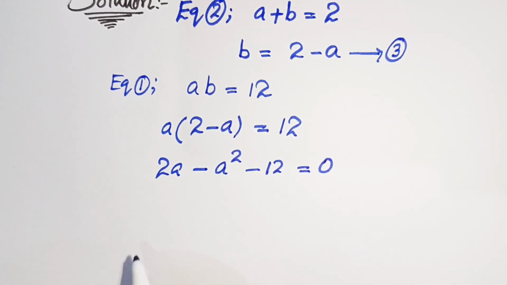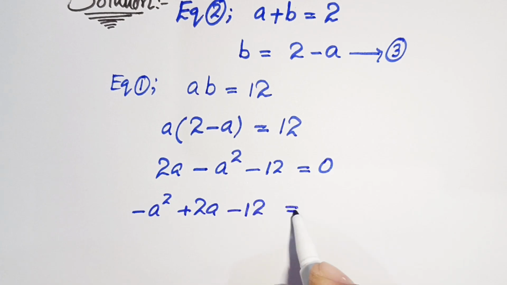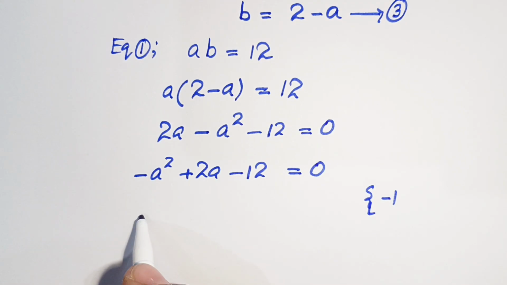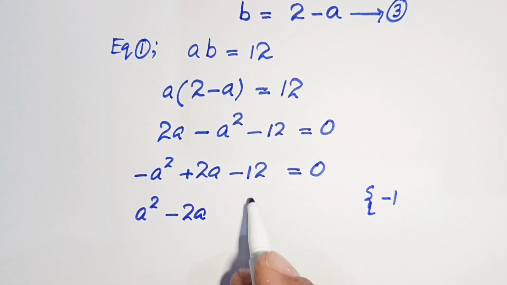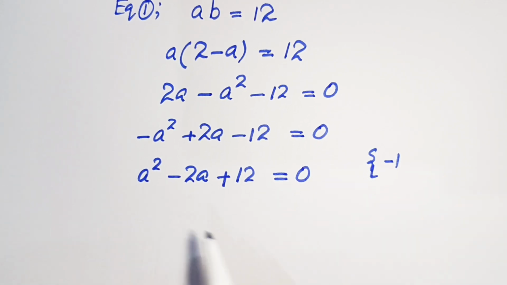Now this is minus a squared plus 2 times a minus 12 is equal to 0. If you multiply by minus 1 on both sides, then a squared will be plus a squared, plus 2a will be minus 2 times a, and minus 12 is equal to plus 12, that is equal to 0. So it is a quadratic equation. We have to solve this by using the quadratic formula.